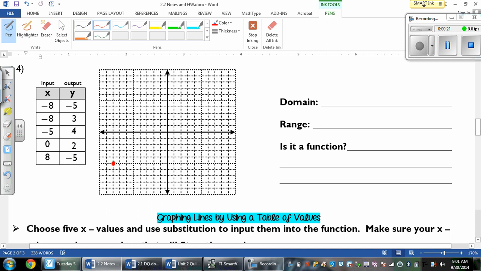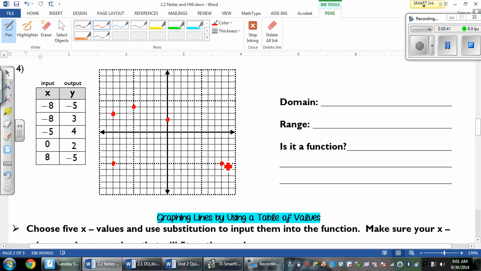(-8, 3). I go left 8, up 3. (-5, 4). I go left 5, up 4. (0, 2). I just go up 2. And then (8, -5). I go right 8, down 5.